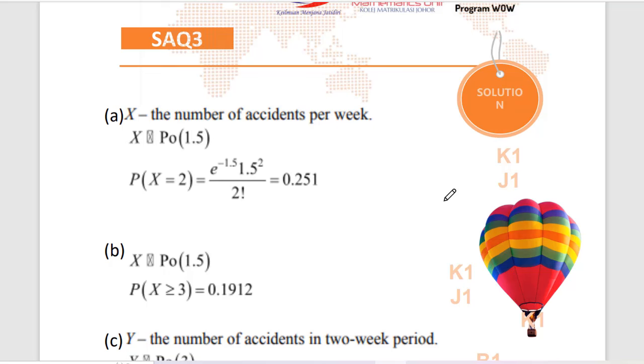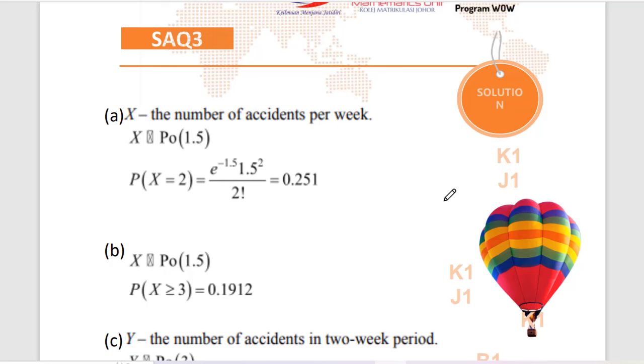Okay, so you need to define the X is the number of accidents per week. Okay, so from the question, you are given the average for accidents happen per week is 1.5. So we can write X follows Poisson 1.5. So kita tahu lambda dia adalah 1.5. Okay, so for part A, you need to find the probability that there are 2 accidents happen in the same week. So, kita boleh tulis probability X equals to 2. Okay, so daripada sini kita boleh guna formula.